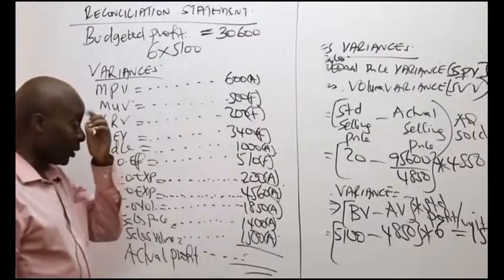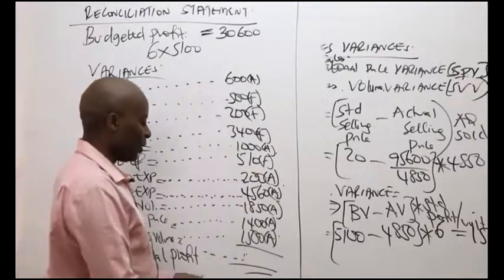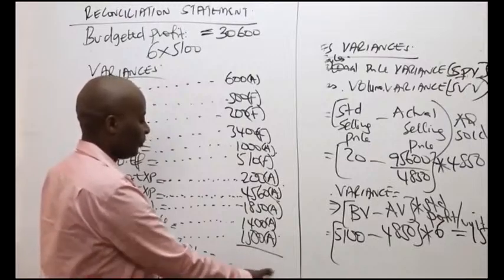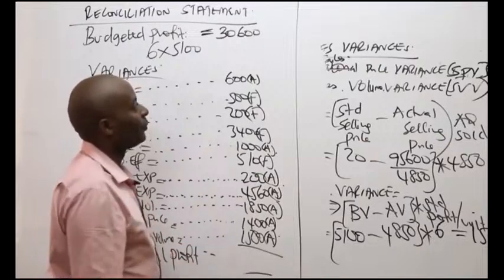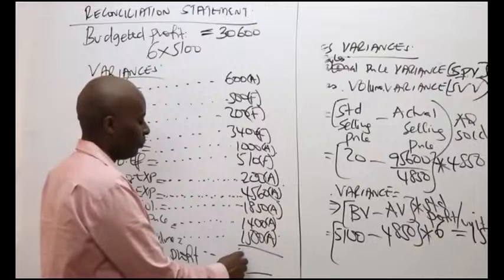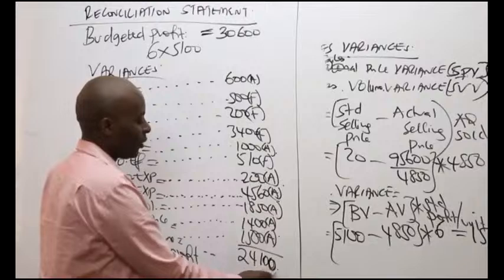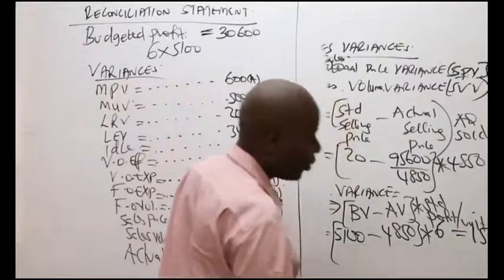Is there anybody who is able to give us a figure here very fast? What do we have here? $24,100. 24,100. And now that marks the end of our question, ladies and gentlemen.